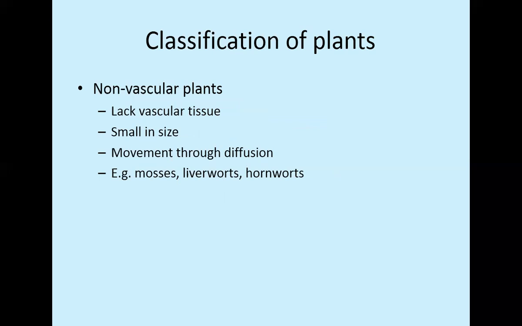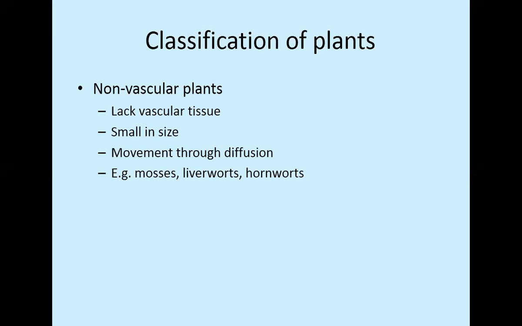Since they do not have vascular tissue, they don't have a proper mechanism of transport of substances in their body. So the transport mainly occurs through diffusion, and diffusion cannot take place over a large area. Therefore, these plants are small in size. They cannot grow large in size because they do not have specialized transport mechanism.